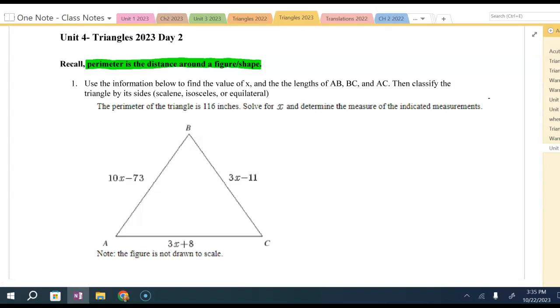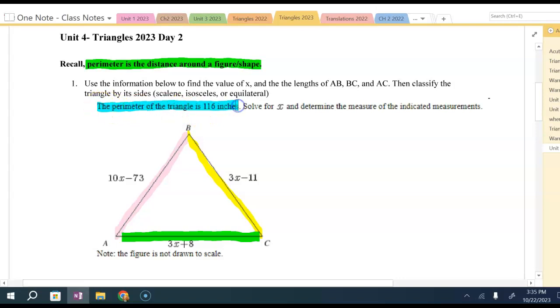So if we look at problem number 1, if we add up all these sides that I'm highlighting in different colors, they add up to the perimeter, which is told to be 116. So I'm going to say 10x minus 73 plus 3x plus 8 plus 3x minus 11 is equal to 116. And then we're going to combine all the x's.